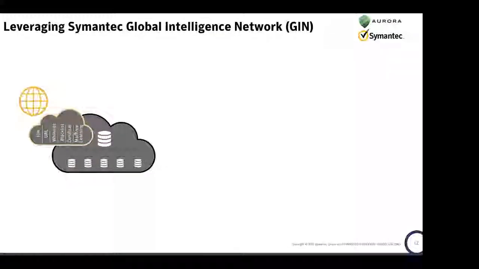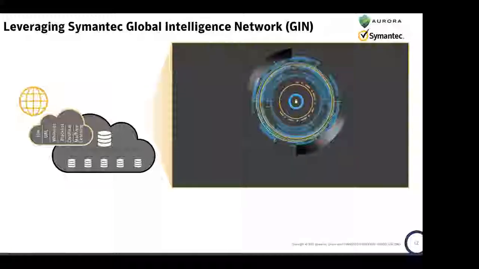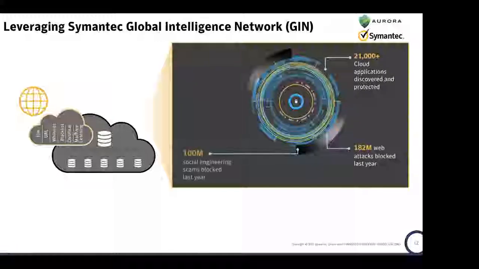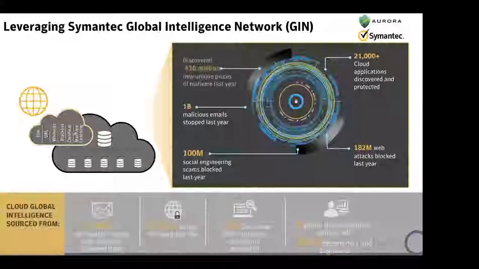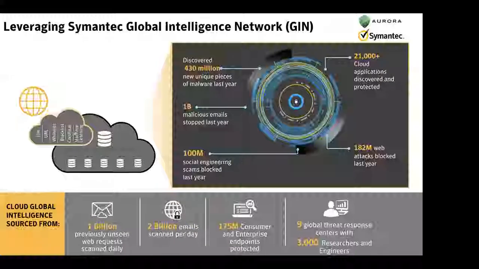So one of the important things behind this is you need intelligence to leverage these threats, right? Again, we talked about you have to know what's good, you have to know what's bad. If it's unknown, how do we figure things out? And Symantec has something that we're really proud of. It's called our Global Intelligence Network, or our GIN. And this is basically the largest civilian intelligence network in the world.